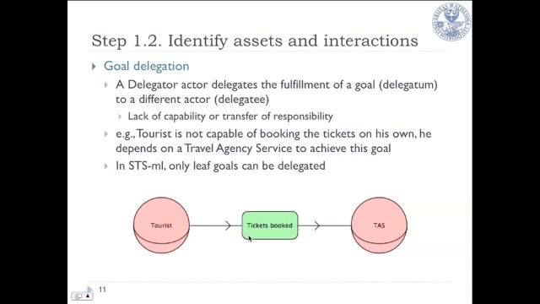In our language, we allow only leaf-level goals to be delegated. So anytime, for instance, you would like to capture that the tourist might rely on several travel agencies for this goal, then you'd have tickets booked decomposed into tickets booked by the first travel agency and tickets booked by the second agency, and then delegate these leaf goals to the interacting actors.